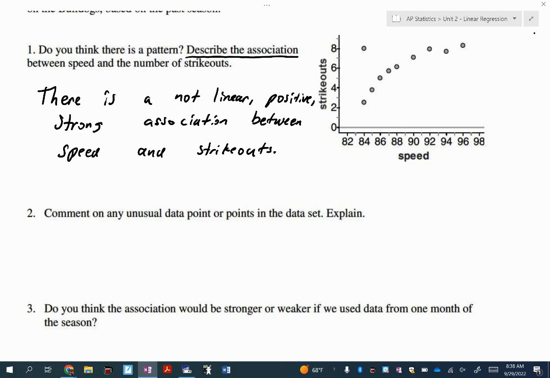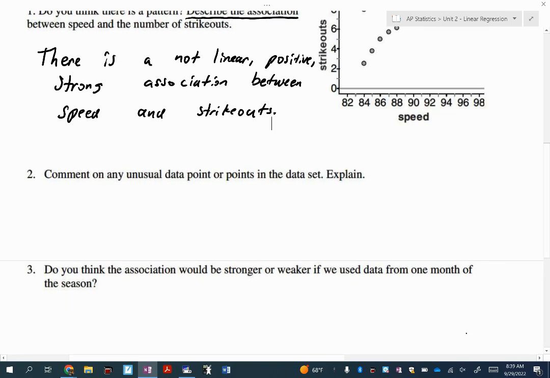But really, I also want to make sure you mention possible outlier, right? Because this picture right here is almost, is it the slowest? Tied with the slowest average fastball, it looks like, on the team in terms of the pitching staff, right? But almost the highest number of strikeouts per 9 innings. So something interesting is going on there. So I'm going to answer this in number 2.